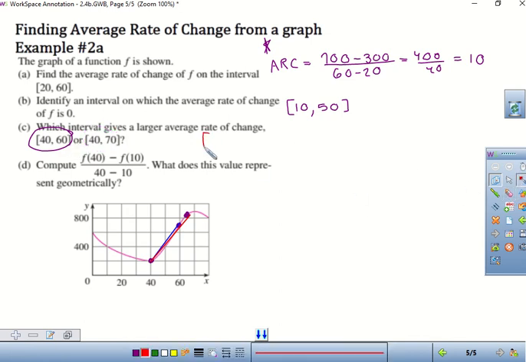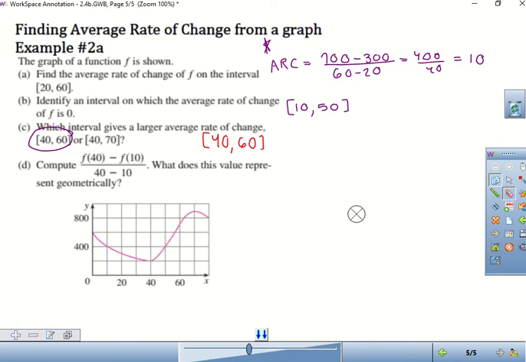Now, if you weren't sure and you were on a test and it felt like they were really close, what would be a smart thing to do here? Calculate them both and just compare. Nice. Yeah. And then the last one says compute the rate of change from 40 to 10, right? So they basically set it up for us. But we can actually just do that by doing rise over run, right?